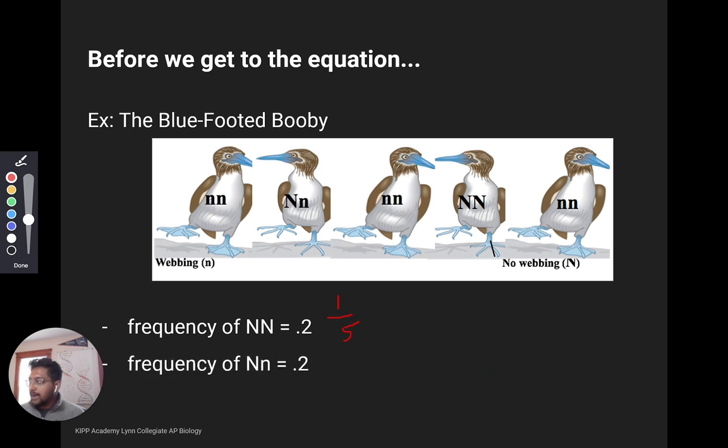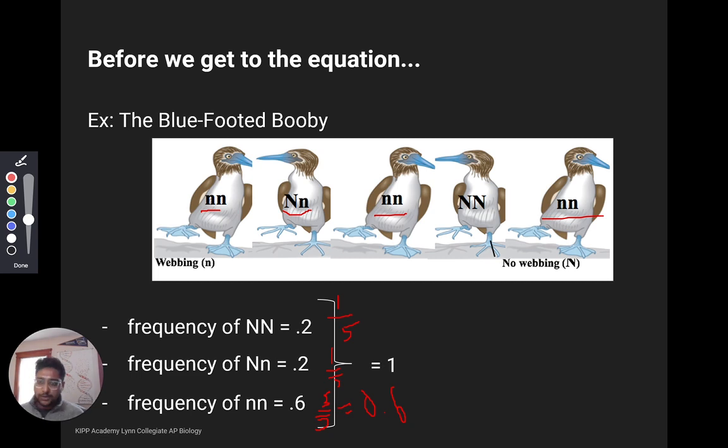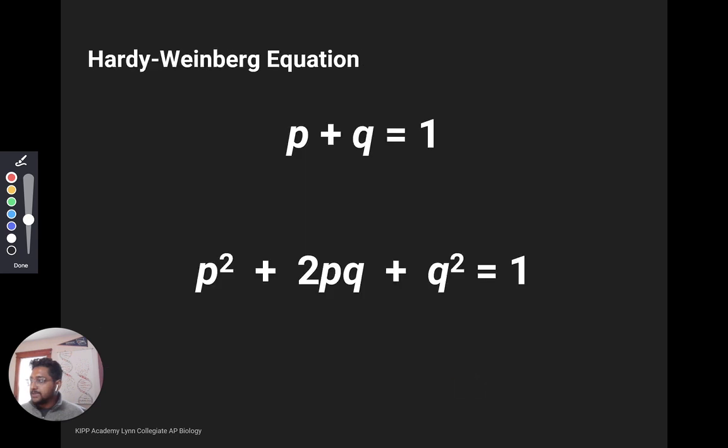And then capital N, lowercase n, again, is 1 out of 5, or 0.2. And then finally, we have lowercase n, lowercase n, which is 3 out of 5. Oh, that was really bad handwriting, but that's 0.6. So we can figure out the frequencies of the genotypes as well. And interestingly, all of those added together will also equal 1. And so now we can do some algebra, and we can consider the Hardy-Weinberg equation.